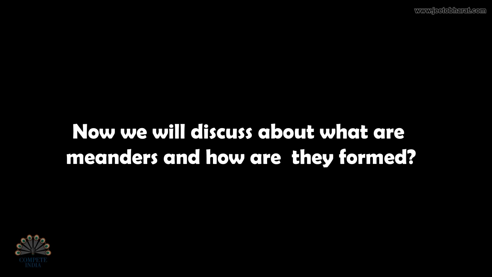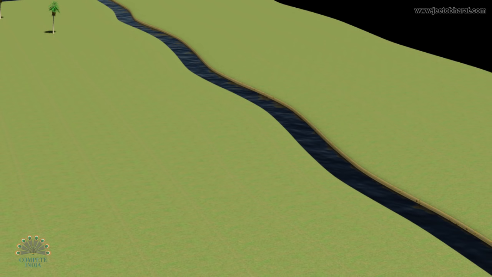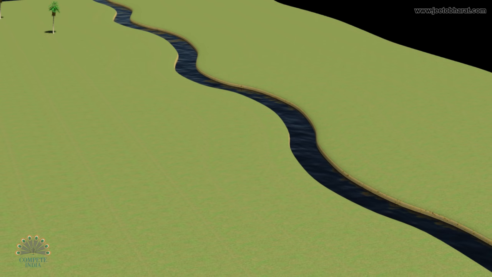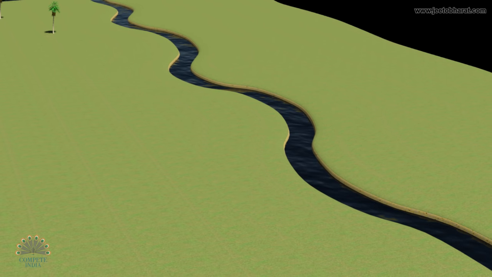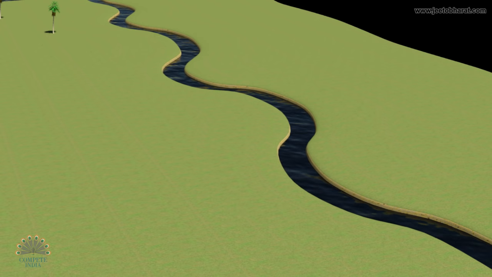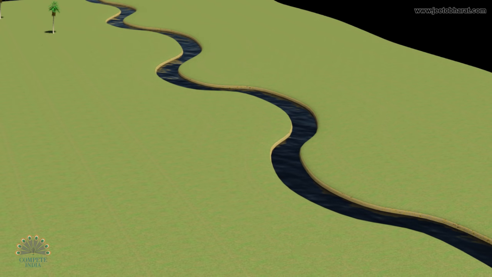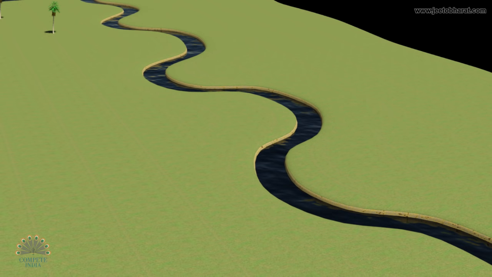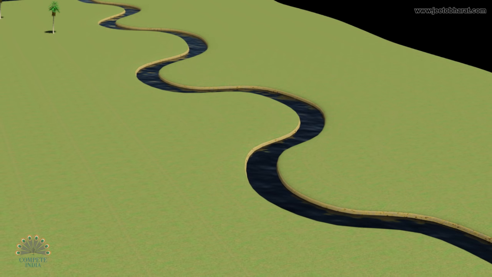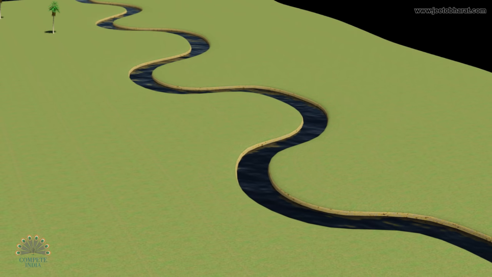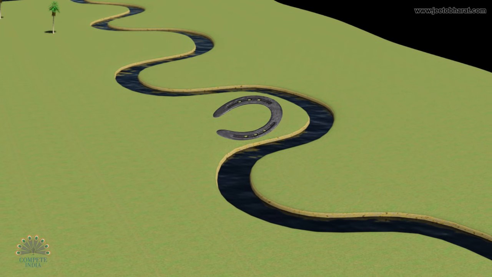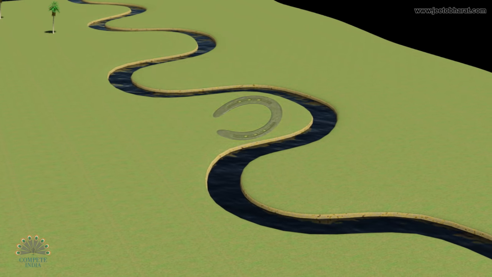Now, we will discuss what meanders are and how they are formed. Meanders are formed in the middle course of a river. The rivers flow through almost a flat plain in the middle courses. As water flowing under gravity seldom flows straight for any long distance, a winding course soon develops. The irregularities of the ground force the river to swing in great S-shaped curves, forming horseshoe-like loops called meanders.